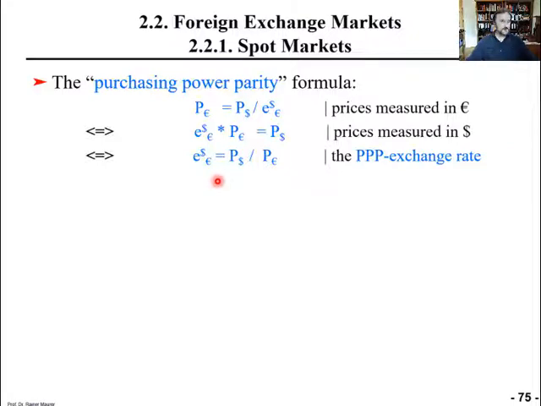We can also solve the equation for the exchange rate. For example, if we divide this equation over the euro price of cookies, then we see that the purchasing power parity exchange rate is given by the price of cookies measured in dollar over the price of cookies measured in euro.